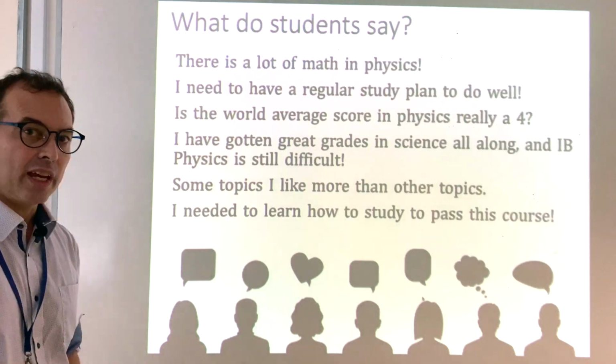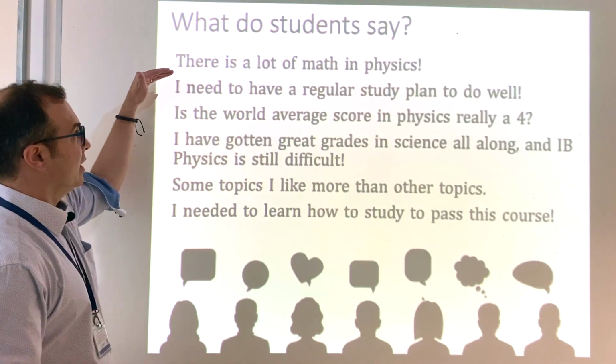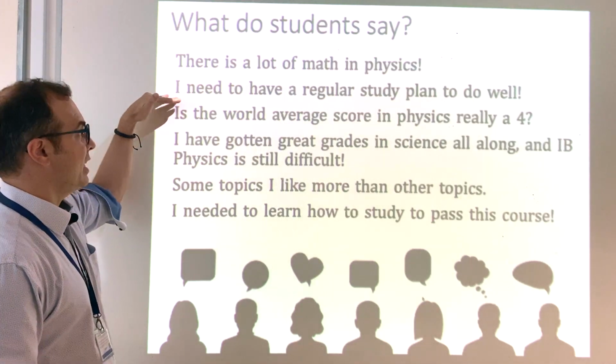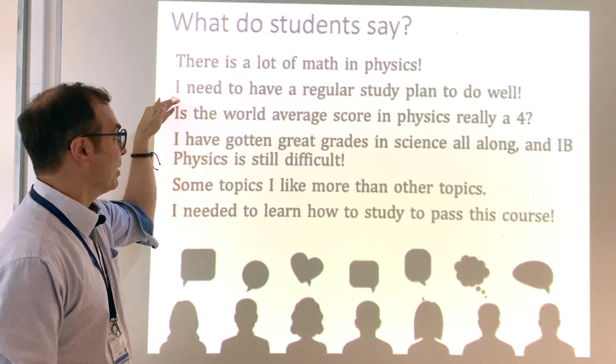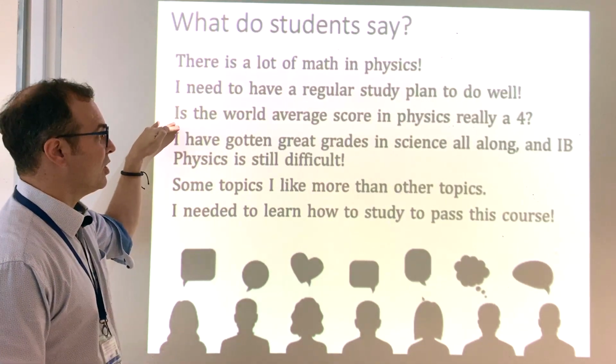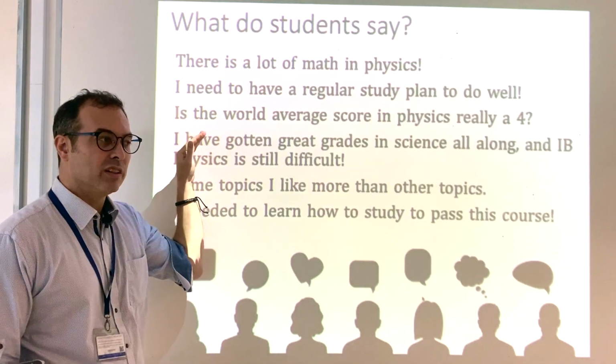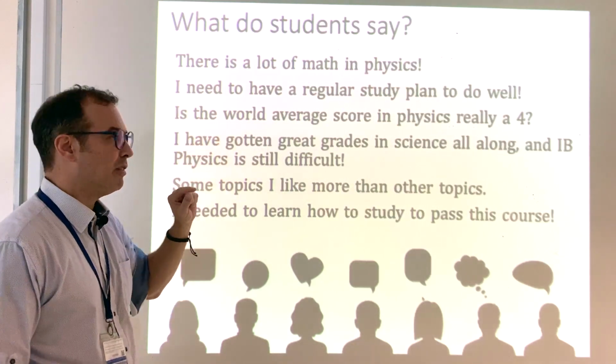So what do students say about IB Physics? Well, there's a lot of math in physics, absolutely. I need to have a regular study plan to do well. We do recommend that you have a regular study plan. Is the world average score in physics really a 4? In fact, it is. It's just a little above a 4.